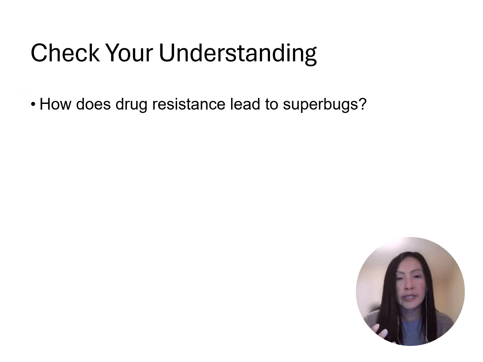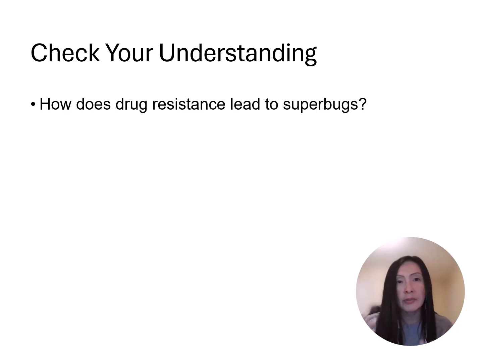So how does drug resistance lead to superbugs? Superbugs are bacterial strains that have acquired multiple resistance genes, and this makes them resistant to several or even all antibiotics. Resistance can arise through either spontaneous mutations in their chromosomal genes or horizontal gene transfer. We talked about this before through plasmids, transposons, those jumping genes, or conjugation, for instance, between bacteria. Overuse or misuse of antibiotics can also select for resistant survivors, allowing these resistant strains to multiply and spread.